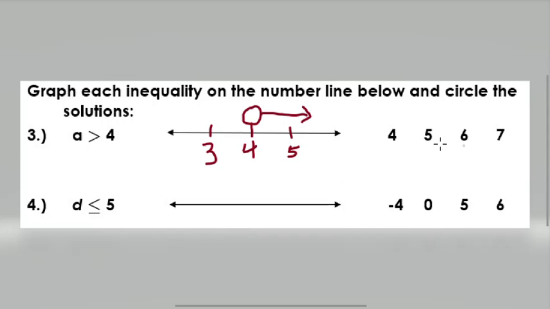So which solutions are bigger than 4? Well, it can't be 4 because it's not equal to 4. But it could be 5, that's bigger than 4. It could be 6, that's bigger than 4. And it could be 7, that's bigger than 4. All right, what about this next one?